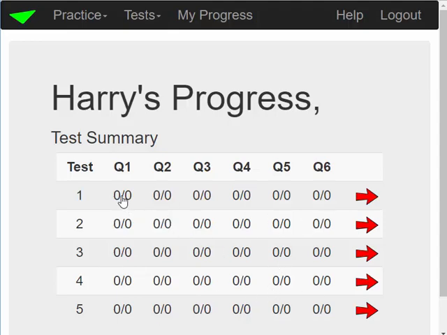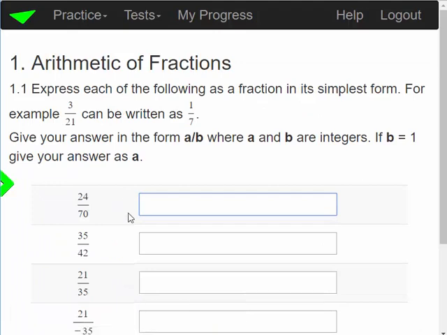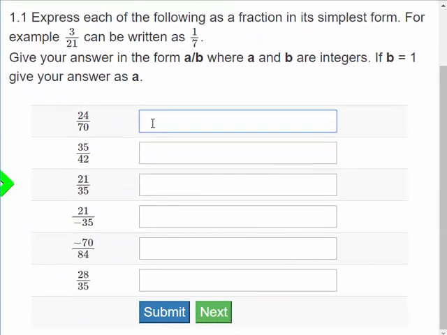And a quick way to go to a test is just to click on the one that you want. So we're going to start with test 1, question 1. For each of these questions, we need to simplify the expression.